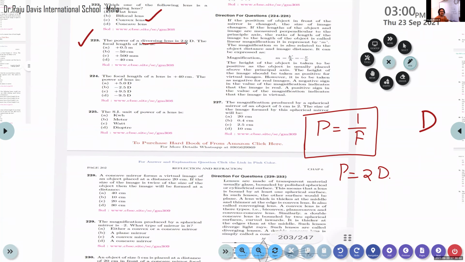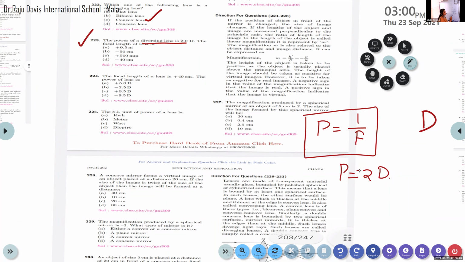What do you mean by diverging lens? Is it concave or convex? Yes, diverging lens means it's a concave lens. And what about the focal length or power of a concave lens? Power of a concave lens is always negative. Very good. So you must put a negative sign here. In the question, they have given only the power of the diverging lens as 2 diopter. But when we are solving this, we must put a negative sign, because diverging lens means concave lens, and the power of a concave lens is always negative.